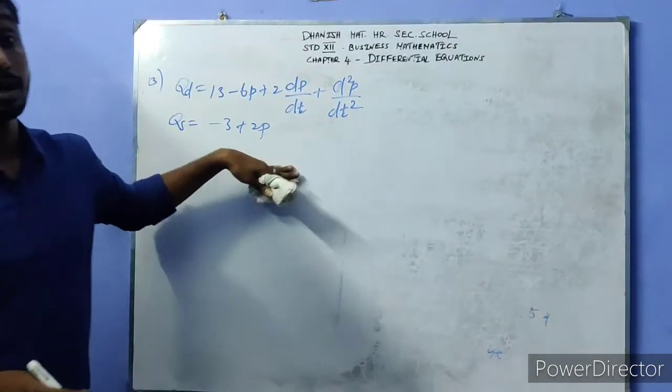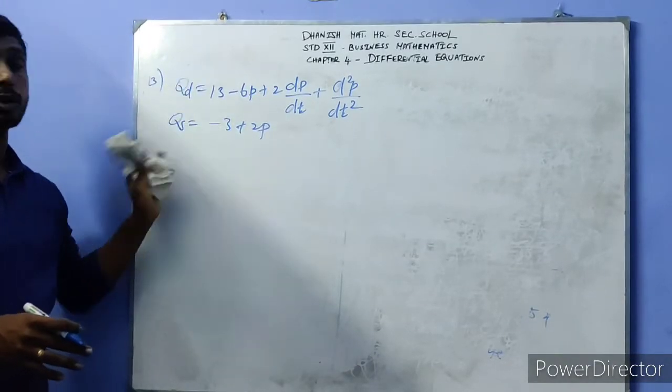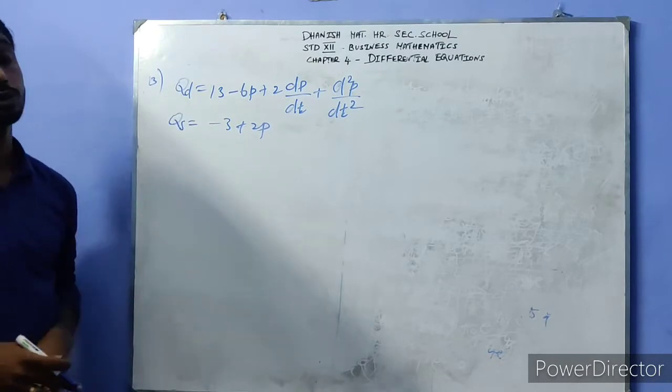In this sum, the demand quantity and the supply quantity are given here. So now we are going to change into the equilibrium form.